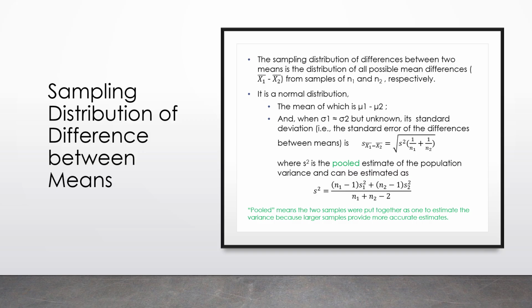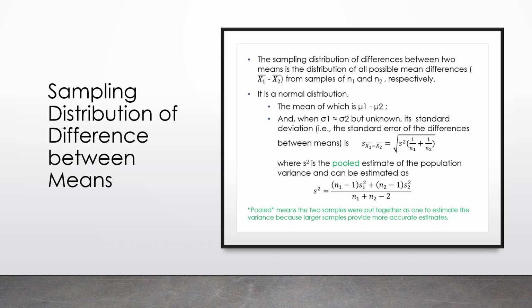The sampling distribution of mean differences is a normal distribution, the mean of which is the difference between the means of population 1 and population 2. The tricky part is estimating its standard error. Recall that in the one-sample t-test, the sampling distribution of the mean has a standard error calculated as the population standard deviation divided by the square root of the sample size.